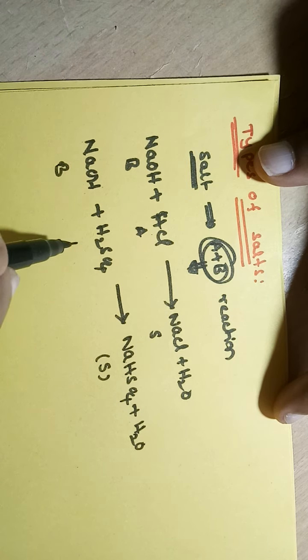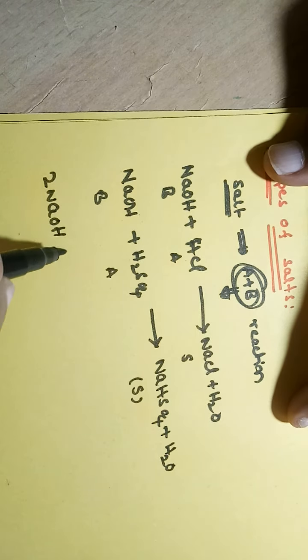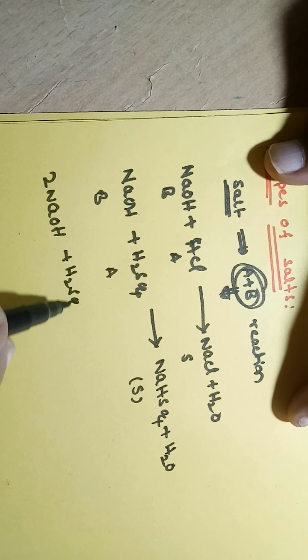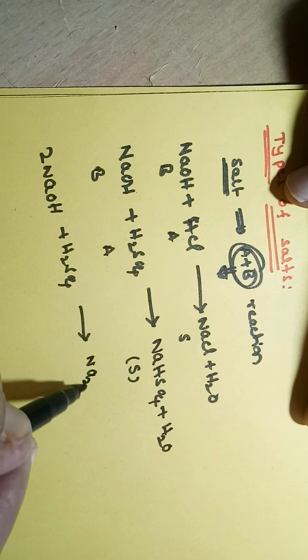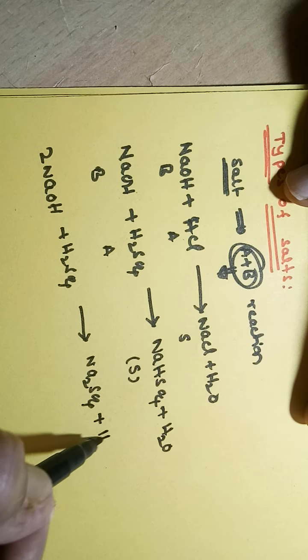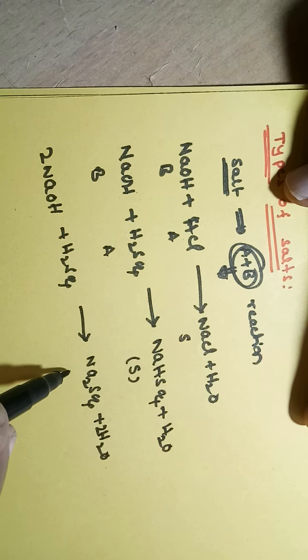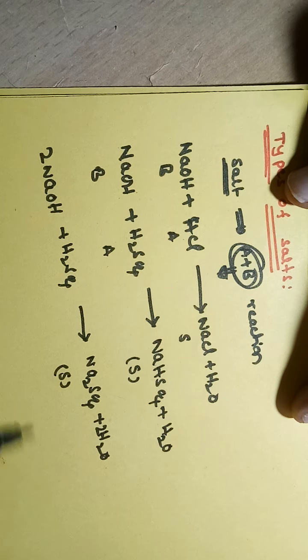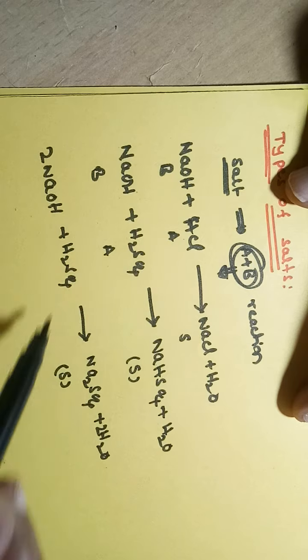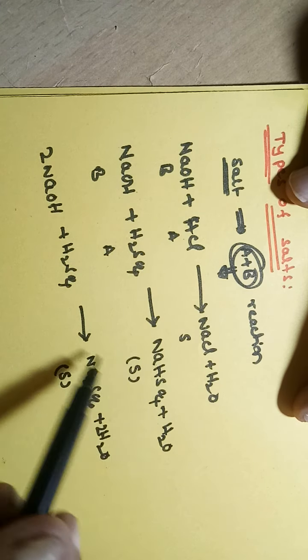This is the base, this is the acid. If two hydrogens are replaced, two NaOH react with H2SO4, and we get Na2SO4, sodium sulfate, plus 2 moles of water. This is a salt. Salts are formed from acid-base reactions. These are Arrhenius neutralization reactions.